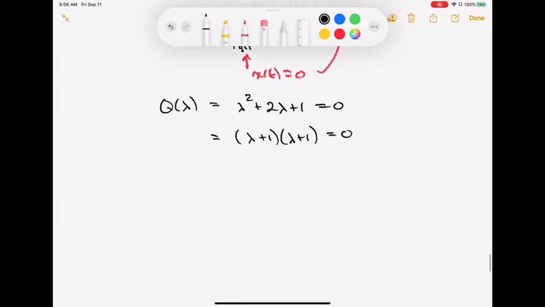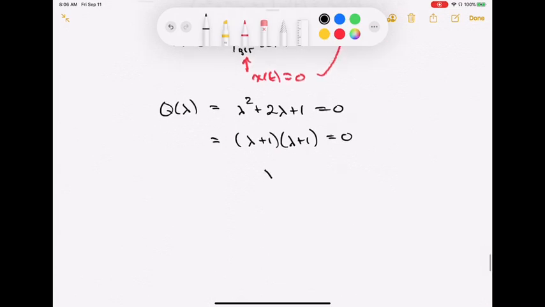This makes the solution pretty easy. We see lambda equals minus 1, lambda equals minus 1. Let's label each one of those. Lambda 1 and lambda 2 are both at minus 1. So this is one of those cases where the polynomial q, this is a second order system, right? The polynomial q is one where the two roots are both at the same location. So I have a repeated root.